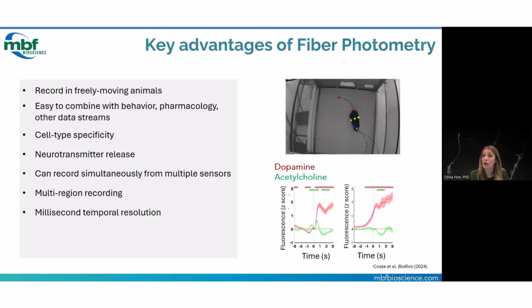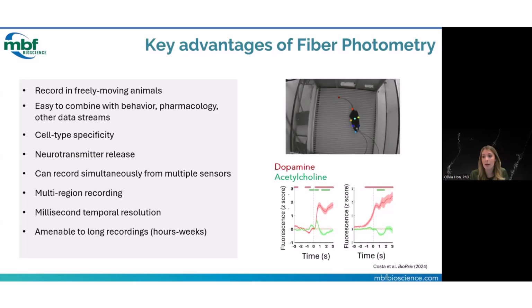With FP, you can also get millisecond temporal resolution. And this is particularly important when we talk about neurotransmitters, because until now, you were limited to the minutes to 10 minutes time scale with techniques like microdialysis. So this now gives you much better temporal access to neurotransmitter dynamics.